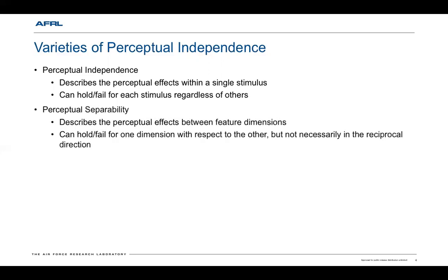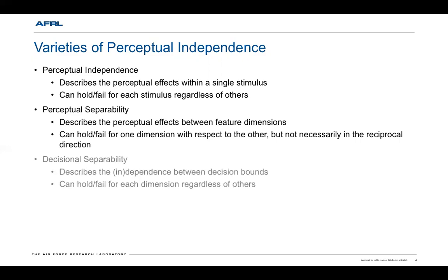The second is called perceptual separability. Perceptual separability describes how one dimension is perceived across different levels of an alternative dimension. It can hold or fail for one dimension with respect to the other, regardless of whether it holds or fails in the opposite direction. The third is called decisional separability.